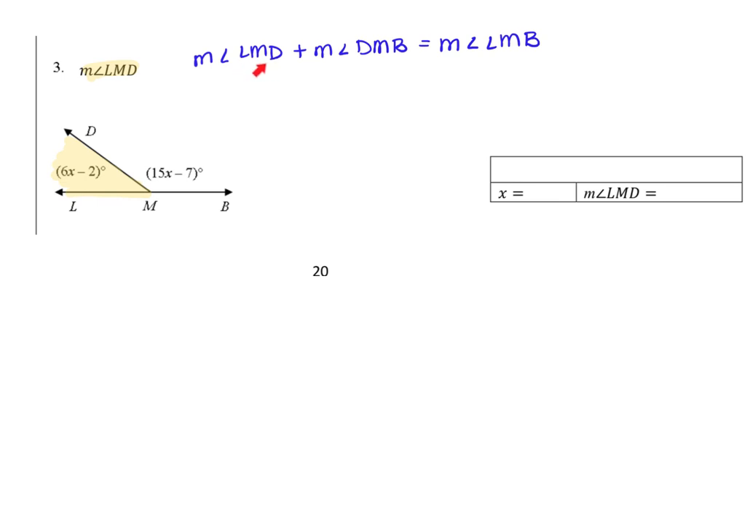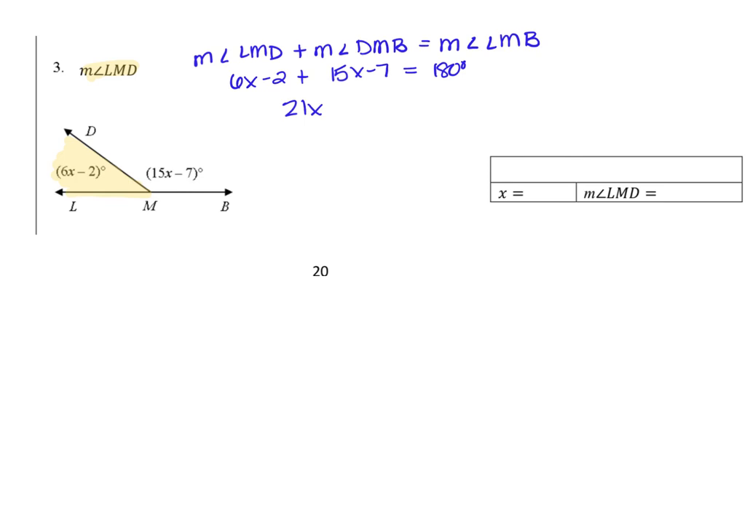So LMD is 6x minus 2. And then DMB is 15x minus 7. And then angle LMB, well, that's just a straight line, and straight angles are equal to 180 degrees. So then we just have to solve this equation. So let's combine our like terms, 6x and 15x. That's going to give me 21x.